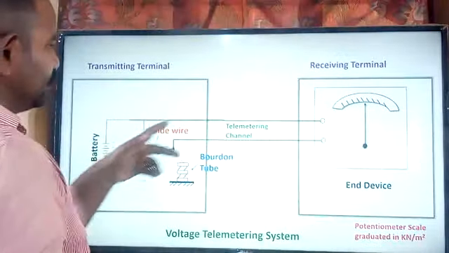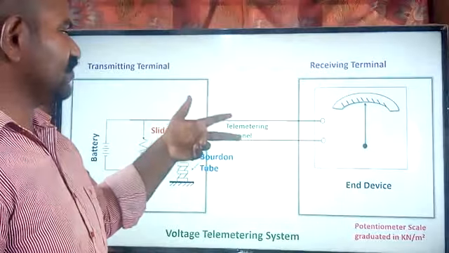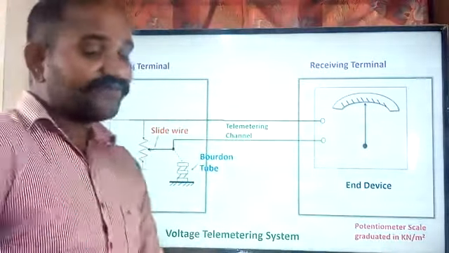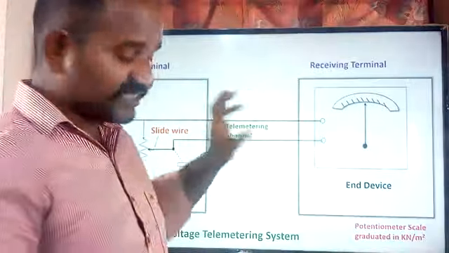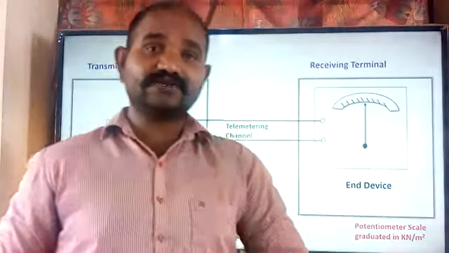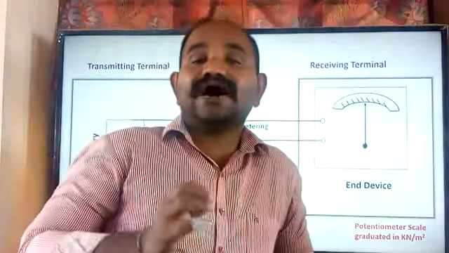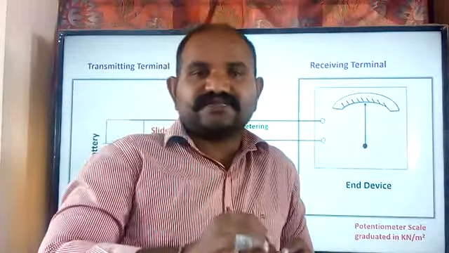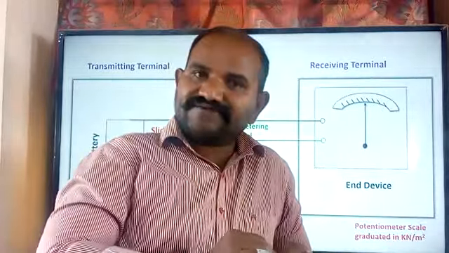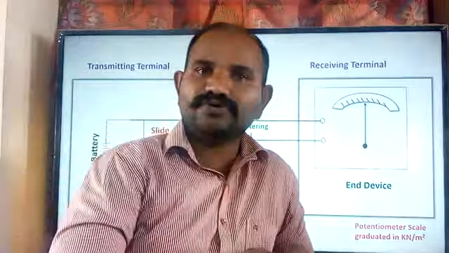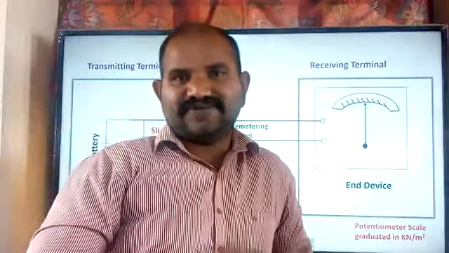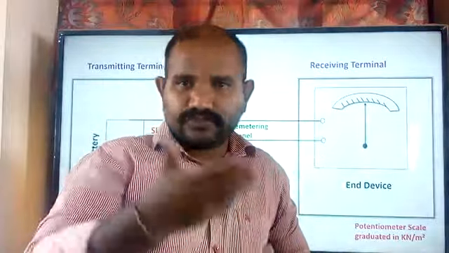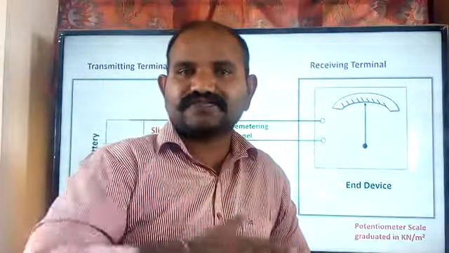Here we are going to use two-wire communication. Whatever wire we are using for the telemetry channel should have low resistance. The area of cross section of that wire should be uniform throughout the path from the transmitter to the receiver. If there is a change in the diameter, obviously the resistance of the path is going to change.